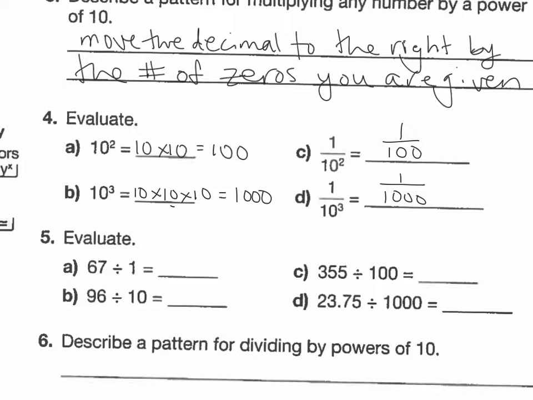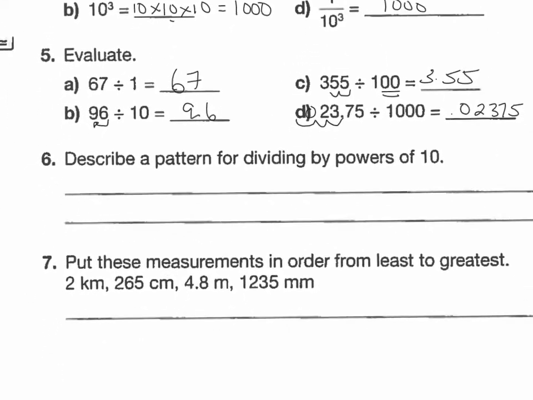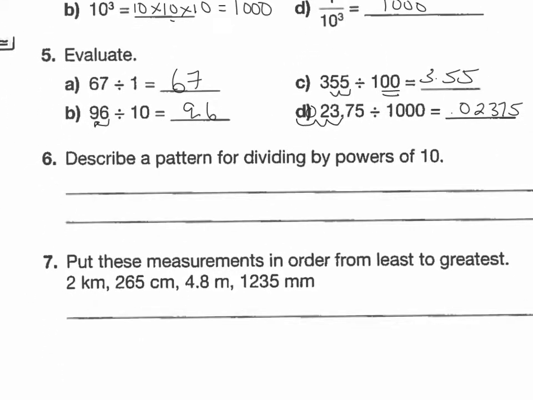All right, here's some more. Evaluate 67 divided by 1. Well, that's just the same thing as 67. 355 divided by 100. Well, if we're dividing by 100, we're going to move the decimal back 2 spots, so this becomes 3.55. 96 divided by 10, we're going to move the decimal back 1 spot, so we get 9.6. And we're going to move the decimal 3 spots, so 1, 2, and we don't have one, so we move it, and we add in a 0, so it becomes 0.02375.